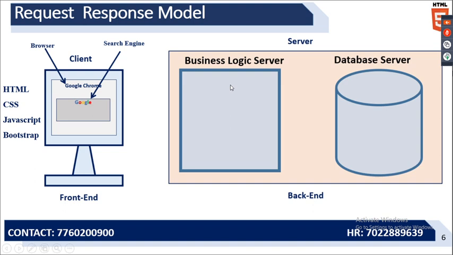Business logic means what? Just logic. You are validating whether the user is sending a proper request or not, whether the database server is sending a proper response or not, and whether the requested data is matching the response data. If it is matching, then only it will send the response to the front end part. So business logic means you are checking logic.